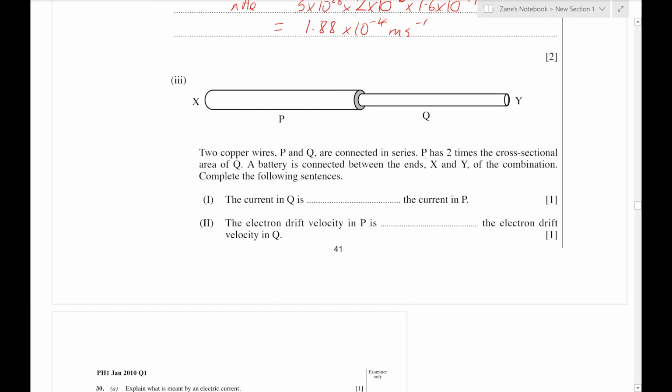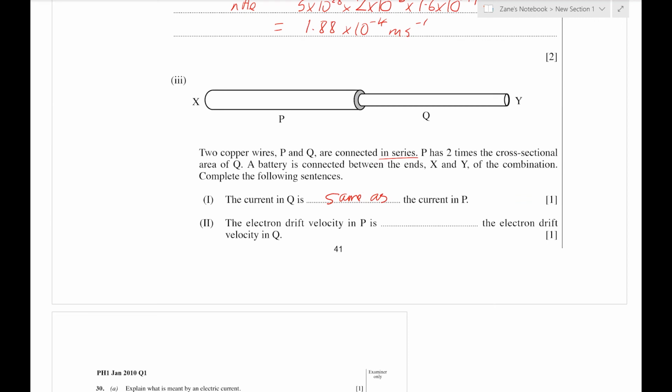Next part of the question, we've got two copper wires P and Q connected in series, with P having double the cross-sectional area of Q. A battery is connected between the ends, and we've got to complete the following sentences. The current in Q is the same as the current in P. These two pieces of copper are connected in series, and we know from basic electricity work that components in series have the same current through them.